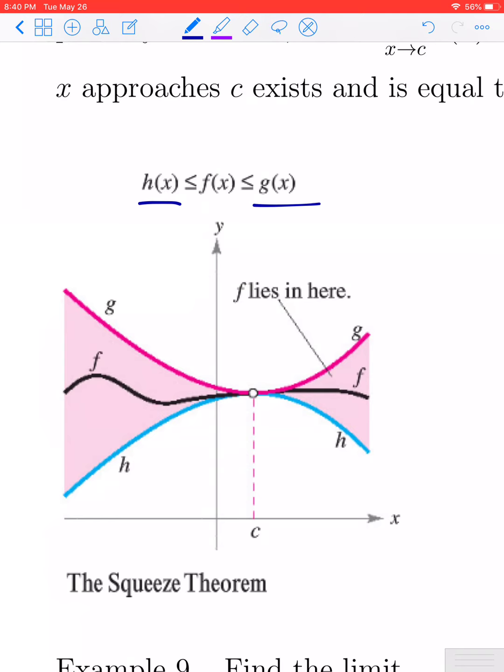So one of the things you'll see on this open interval I, here's our open set of the real number line that contains this point c. We know that the f curve, which is the curve in black, will always be above the curve for h, which is blue, and below the curve g, which is in red. Because h and g both have the limit as x approaches c equal to L, what you see is that this forces f to also approach the value L.